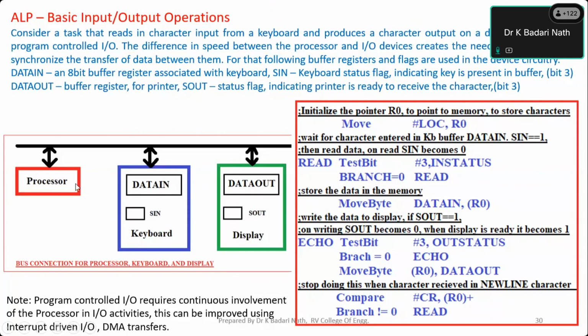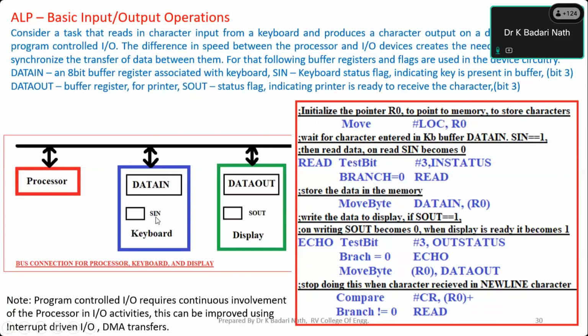Whenever the user makes a call to the keyboard, what does the program have to do? The program has to keep checking the keyboard whether the data is there or not. For that, all the input devices provide what are called flags. So what is a flag? It is called a 1-bit flip-flop. In this case, for the keyboard, they provided a 1-bit flag called status input.